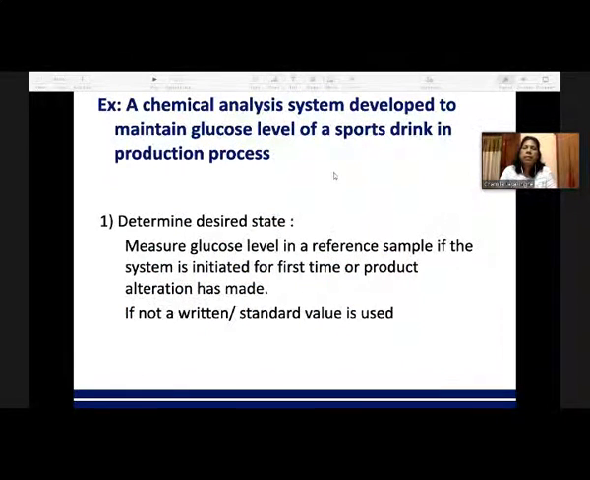A chemical analysis system developed to maintain the glucose level of a sports drink in the production process. So, determine the desired state: measure the glucose level in a reference sample if the sample is initiated for the first time or a product alteration has been made. If not, a written or standard value is used. Right now, if we are going to maintain the glucose level of a sports drink in a production process, we measure the glucose level in a reference sample. A reference sample is there for all the production lines. Then the reference sample or reference levels are there.